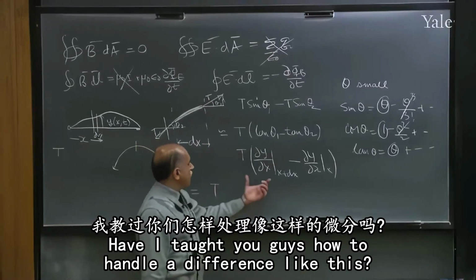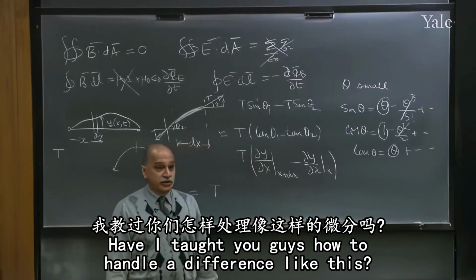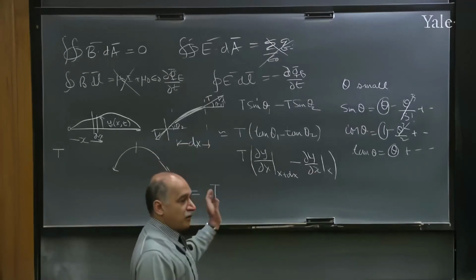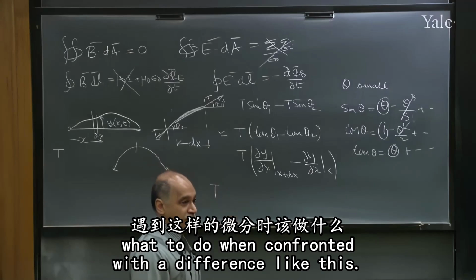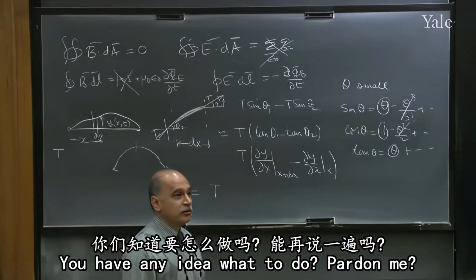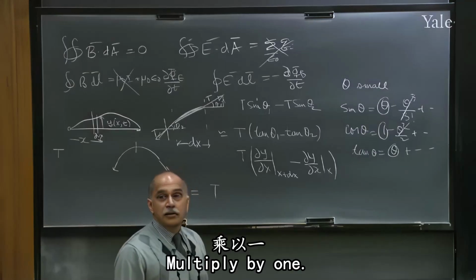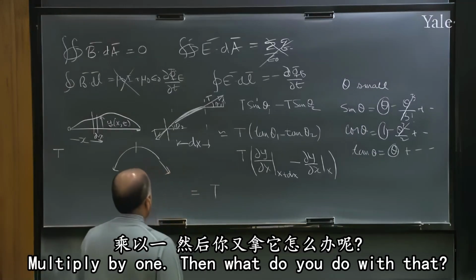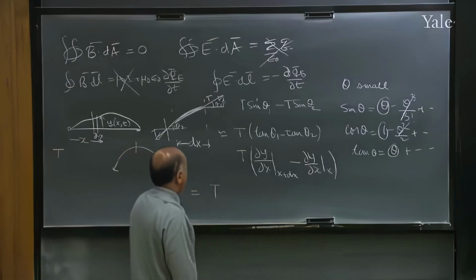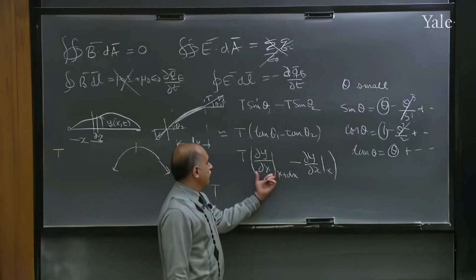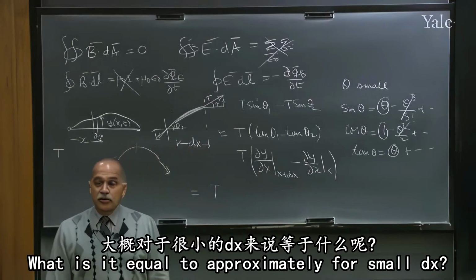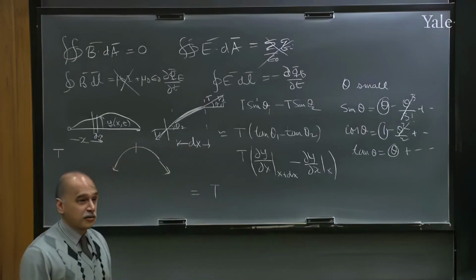Have I taught you guys how to handle a difference like this? There's one legacy I want to leave behind, which is what to do when confronted with a difference like this. You have any idea what to do? Pardon me? Multiply by 1. Multiply by 1. Then what do you do with that? I'm asking you to evaluate the difference between this guy at x plus dx minus the same thing at x. What is it equal to, approximately, for small dx?